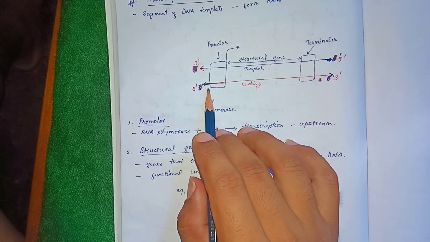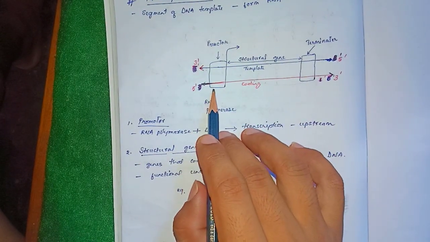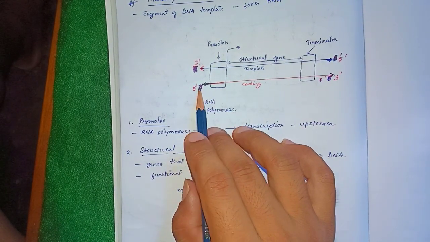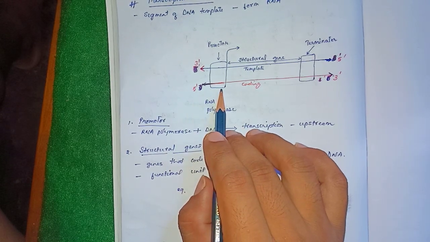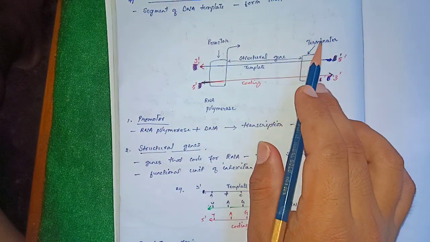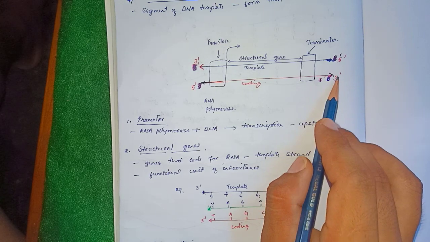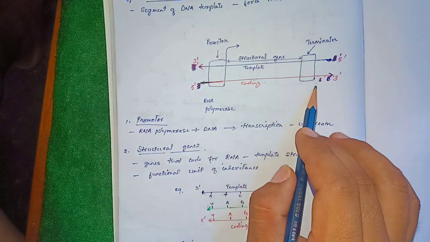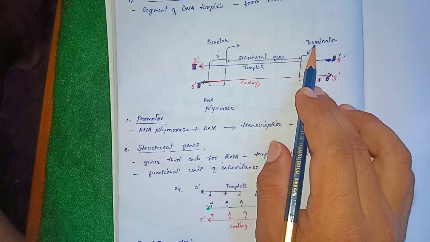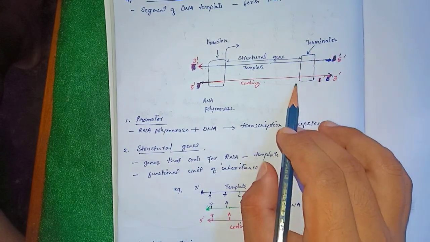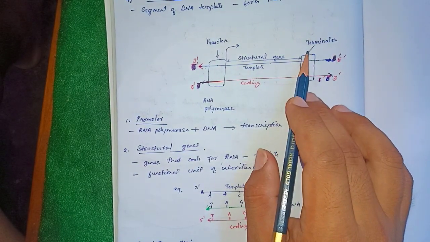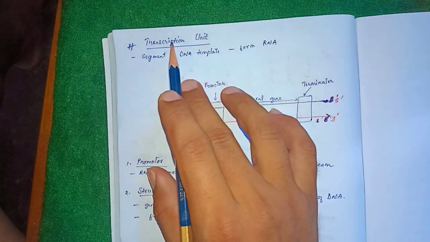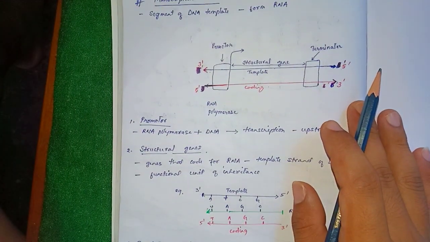Therefore, we call this promoter the upstream. This 5' end is called the upstream, and the terminator region is located at the 3' end, towards the 3' polarity of the coding strand. Therefore, we refer to this terminator region as the downstream of the transcription unit. So this is all about the transcription unit.